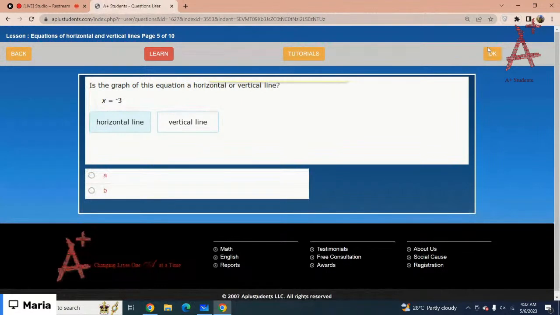Okay, the next one: is the graph of the equation horizontal or vertical? X equals -3. So which is the correct option? It would be a vertical line. Option number B is the correct option.